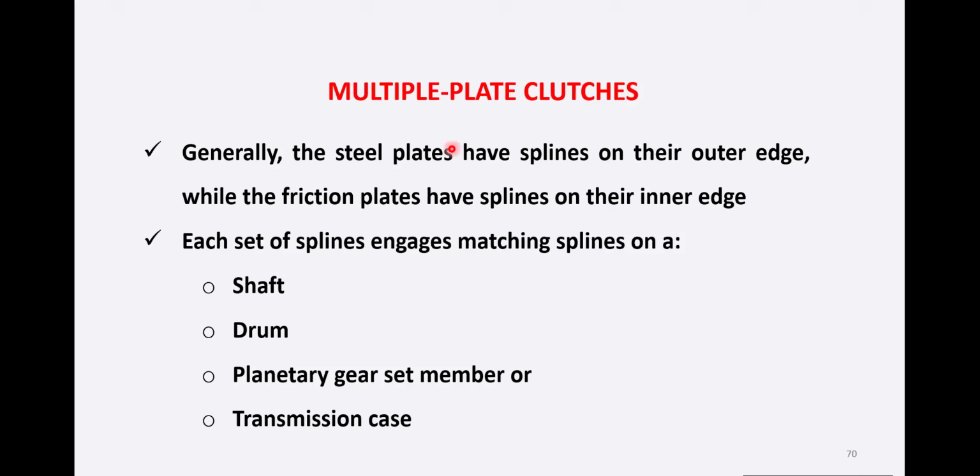Now, in multiple plate clutches, generally the steel plates have splines on the outer edge, as I have explained, while the friction plates have splines on their inner edge. Each set of splines, whether internal or external, outer or inner, engages matching splines on a shaft, drum, planetary gear set member, or transmission case. So they are engaging some of these assemblies, sub-assemblies.